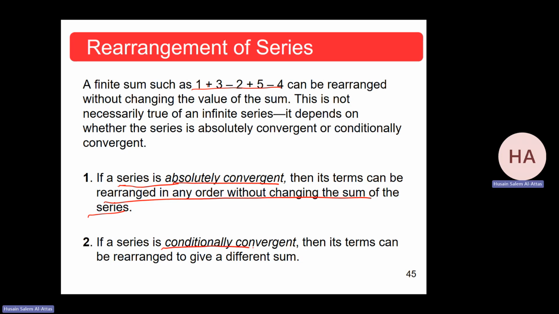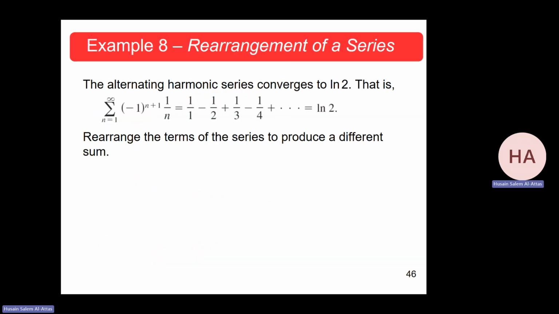If a series is conditionally convergent, then its terms can be arranged to give a different sum. And this is an example. Look at this one, minus 1 to the power n plus 1. Assume I know that it's ln 2. Until now, we don't know how to do that, but assume this is given. This is ln 2.